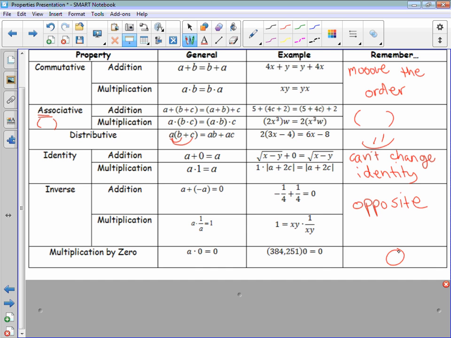What about identity? Yeah, you can't change yourself. This is your mirror, right? It's espejo, so identity. And then inverse? Yeah, it's the opposite.